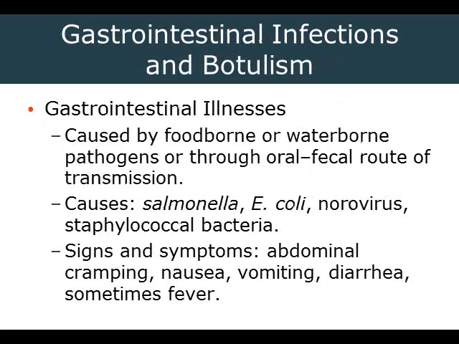Gastrointestinal illnesses, so foodborne. We can have things such as foodborne or waterborne, or even oral fecal route of transmission. Remember we talked that hepatitis A and E were oral fecal. So we have a whole slew of potential causes. Could be things as simple as E. coli, salmonella, norovirus, staphylococcus bacteria. Could be talking things such as botulism, which is pretty severe.